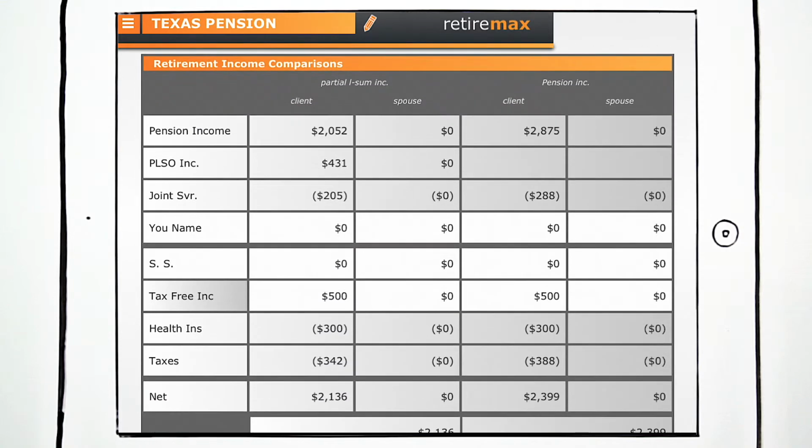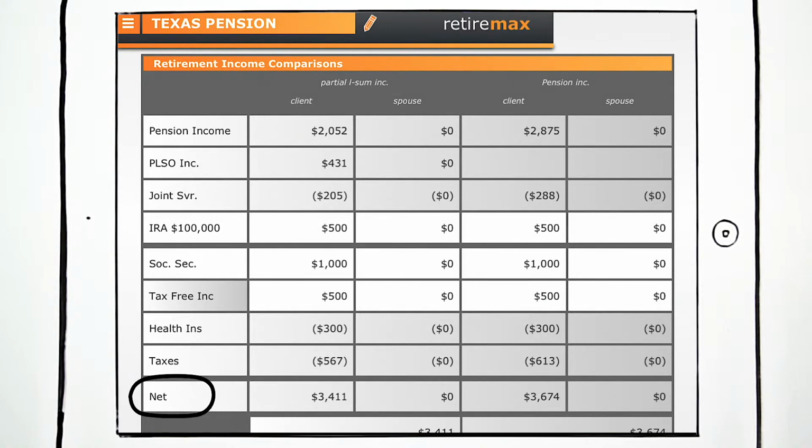The Retirement Income Comparison section illustrates net retirement income after expenses and taxes, comparing the partial lump sum option to the standard pension option. The two rows just below the joint survivor cost row are income cells that can be used to show a total income scenario. I'll name the first one IRA, showing $100,000 and $500 per month income. And the second row I'll name Social Security, showing $1,000 per month income. The tax-free income row is reserved for monthly income that will not be taxed. I'll put $500 here, anticipated from my Roth account.